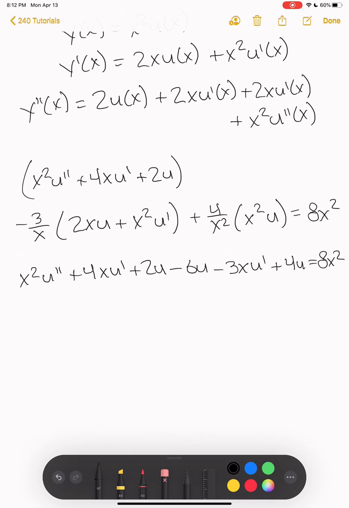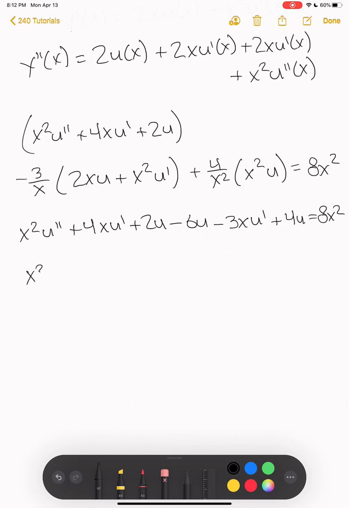And so what we can do is group the like terms. So I have just one u double prime term. My u prime terms are here and here, so I get plus x u prime. And then what happens, and this happens every time, and why I think it's beautiful, is the u terms cancel out. So my u terms will always cancel out. I like to go through and do this expansion anyway because I like to make sure they cancel out, but they will. They will always cancel out. And so I get that this is equal to 8x squared.